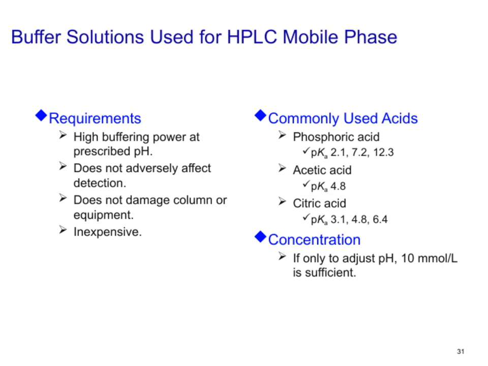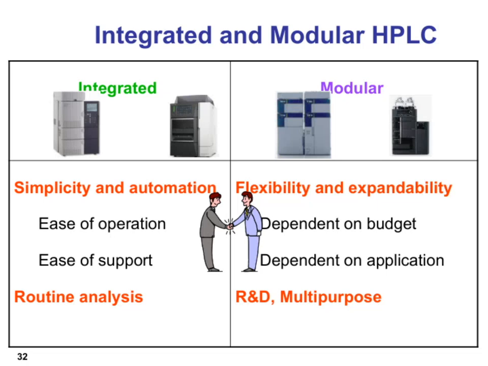In summary, selecting the right buffer involves balancing effective pH control, compatibility, equipment safety, and cost. These factors are essential for reliable and reproducible HPLC results. Let's take a closer look at the differences between integrated and modular HPLC systems.